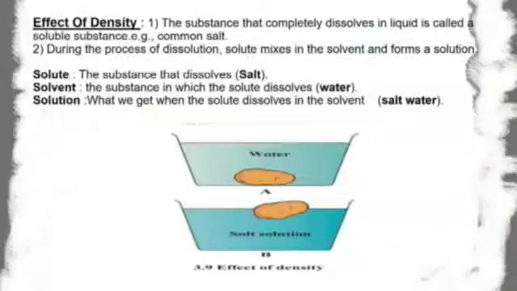When salt dissolves in water, its particles spread into water. Slowly they become smaller and smaller, and ultimately they become so small that they cannot be seen. That is, they mix completely with water. This is what is called dissolving. Now, what is solute? The substance that dissolves is called solute. For example, salt. The substance in which the solute dissolves is called solvent. For example, water. What we get from the solute dissolved in a solvent is called solution. For example, salt water.